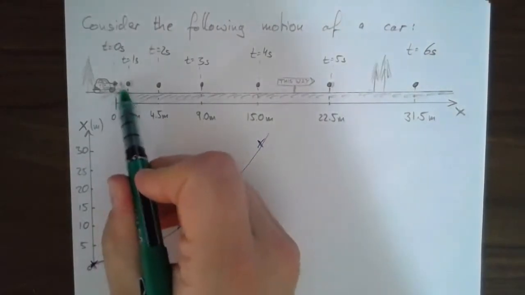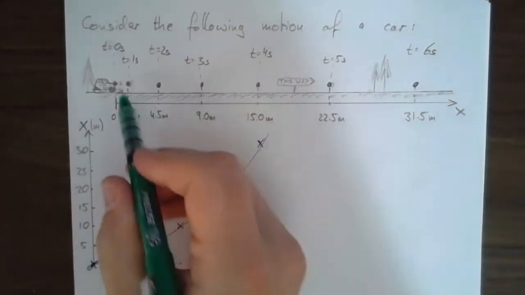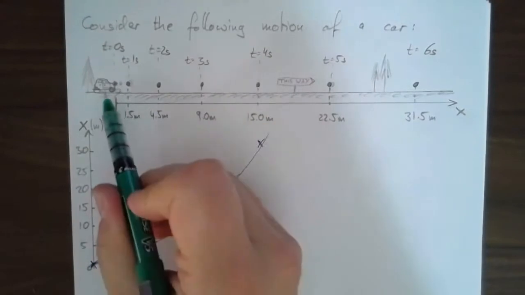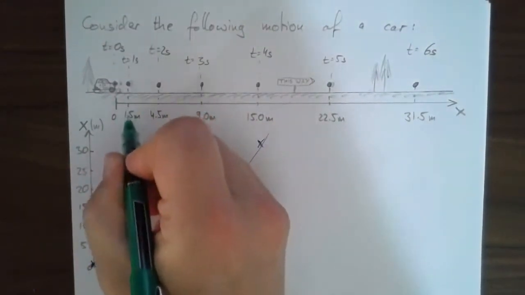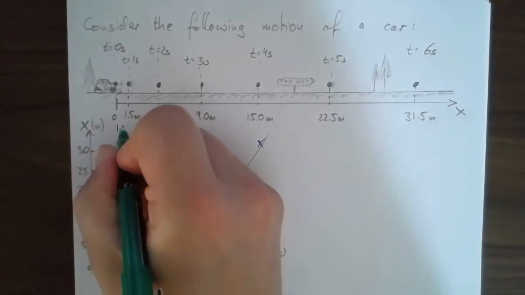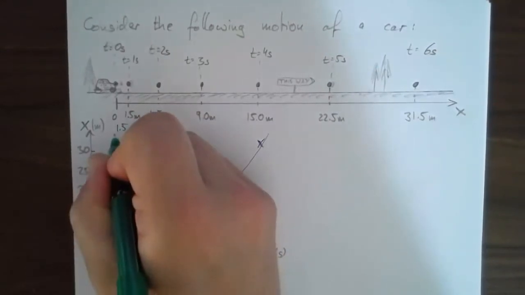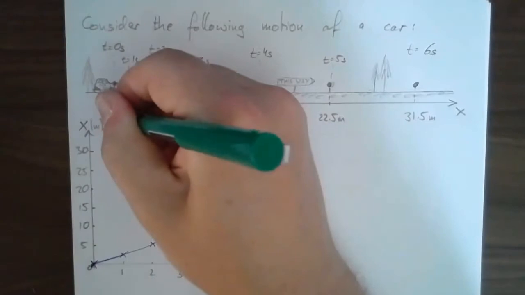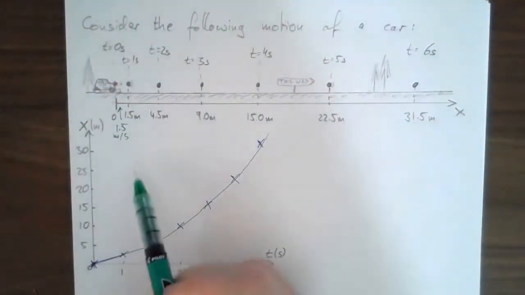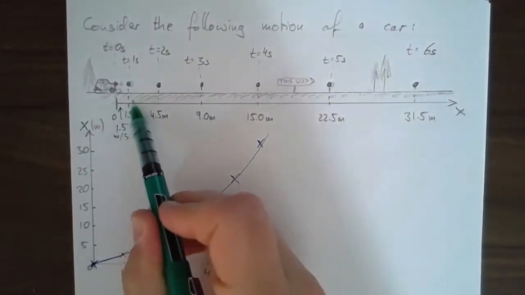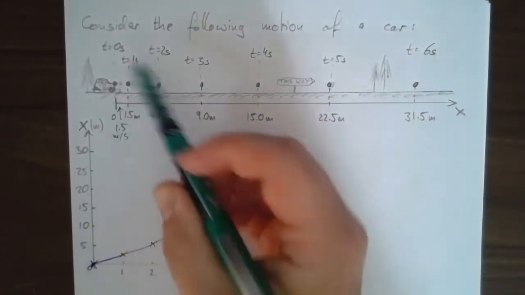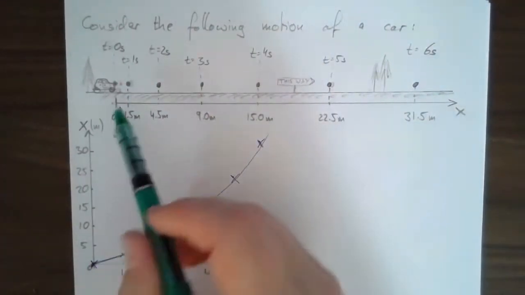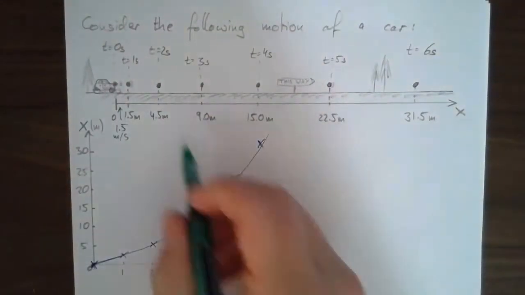I can say, well, during the first second, what's its average speed during the first second? Well, it's going 1.5 meters in 1 second. So it's going to be 1.5 meters per second here on average. This is my average during the first second. Yes, it might start from rest, so it's going to go a bit faster here, but during the first interval, I'm going to say, okay, 1.5 meters in 1 second. That's the average during the first second.